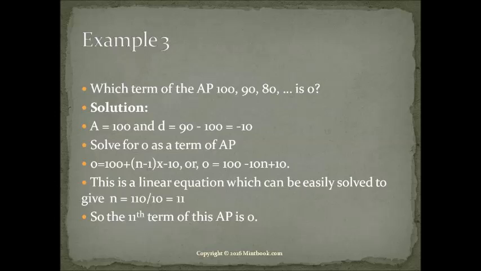Now substituting the values for a and d, we will get 100 plus n minus 1 into minus 10 is equal to 0. On simplification, we will get 100 minus 10n plus 10 is equal to 0, which is a linear equation. Now this linear equation is very easy to simplify. We can get the value of n as 110 divided by 10, which is equal to 11. So the 11th term of this AP is 0.